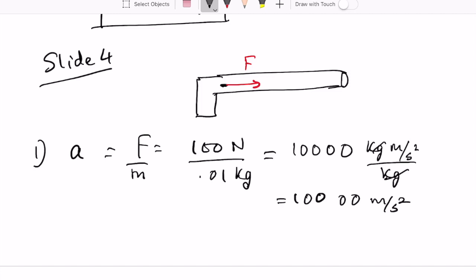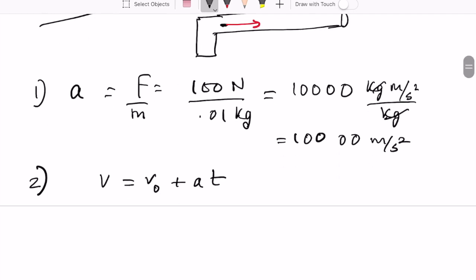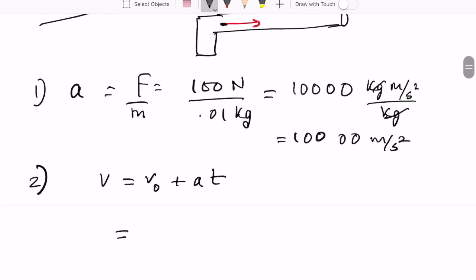Calculate the bullet's final velocity. The final velocity of the bullet as it emerges from the gun is something you can calculate just using kinematics. You know the initial velocity of the bullet, which was 0. You know the acceleration, you know the time. So you can use this equation: v final equals v initial plus acceleration multiplied by time. So v final is what we are looking for.